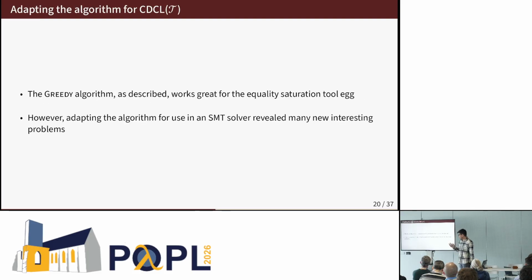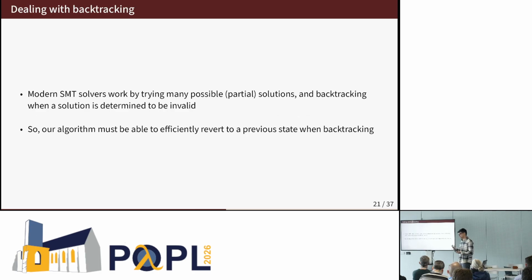I'm going to go over quickly some of the challenges that we had, but there were many, so I'll try to be quick. The first one was dealing with backtracking. As you know, SMT solvers try partial solutions, and when they determine that one solution is invalid, they have to backtrack to a previous state. So our algorithm has to be able to efficiently revert the state back to a previous point.